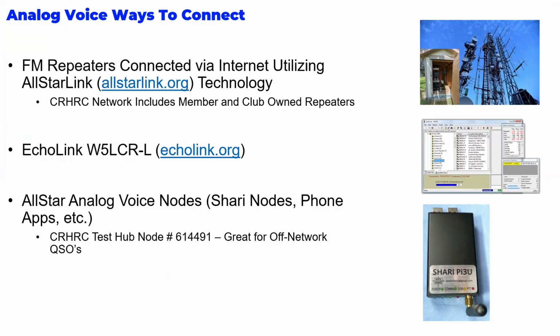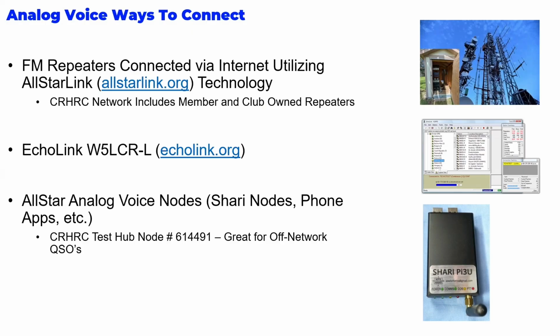All right, so our analog ways to connect are through our FM repeaters, of course, and they're all connected through AllStarLink technology through the internet. We also have an EchoLink node at W5LCR-L, and you can also use your own personal All-Star analog node, like, for example, a Sherry Pi. There are phone apps available you can download, and we also have another hub node, 614491, and that one is like a test node.